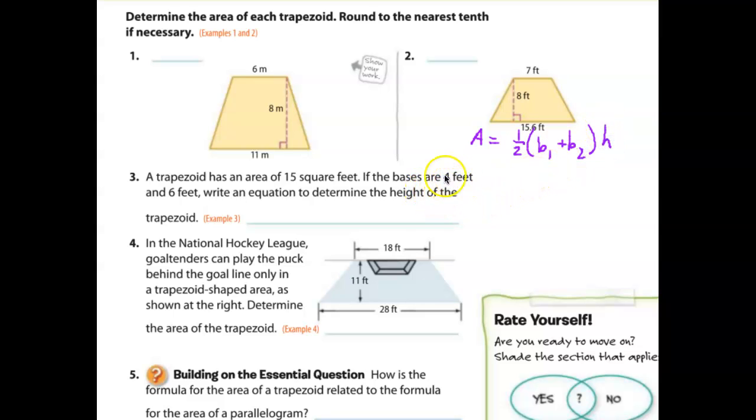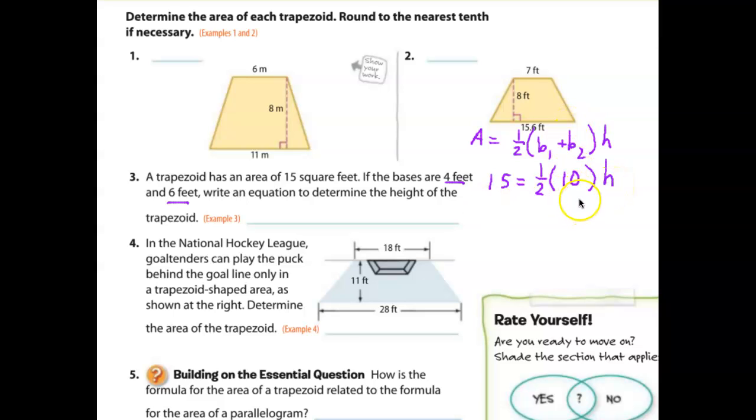And what information do we already know that's going to help us out? Well, one thing is going to be 15. So 15 is the area, is equal to 1/2. Do we know what the two bases are? Yes, 4 feet and 6 feet. What is 4 plus 6? Answer that for me, please. That would be 10. Very good. And then we do not know the height, so we're just going to put the letter h over here. So this is the formula that's going to help us solve for height.